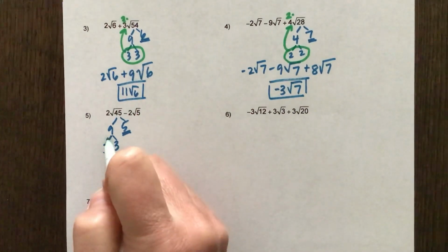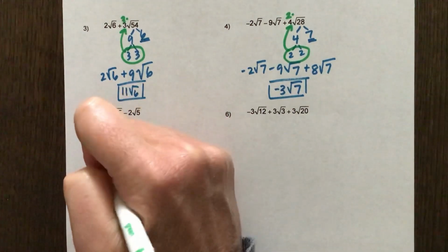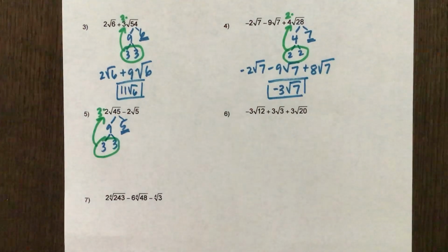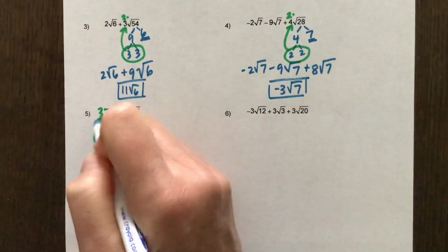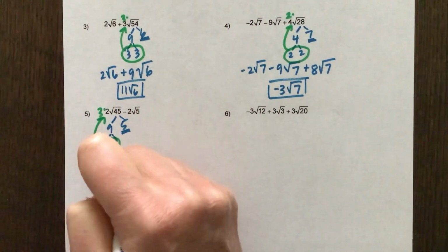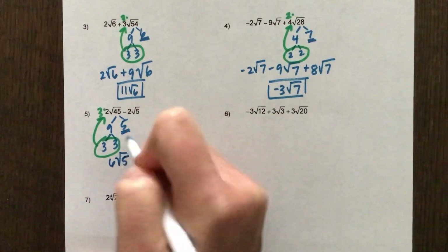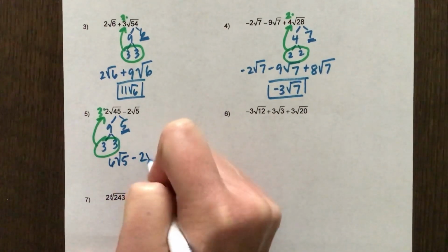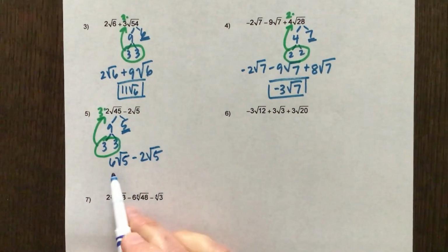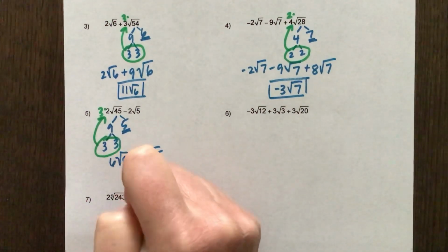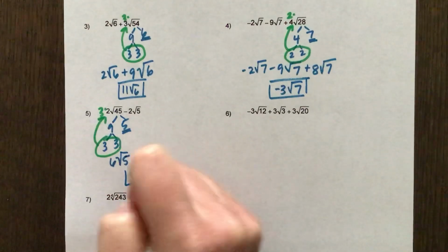So let's see, I have a group of 2 3s. Well, that's helpful because then I can bring that out and multiply it times that 2 that was already there. 3 times 2 gives me 6. My 5, that's what I want. He was left over. Now minus 2 times the square root of 5. 6 times the square root of 5 minus 2 times the square root of 5 is just going to give me 4 times the square root of 5.